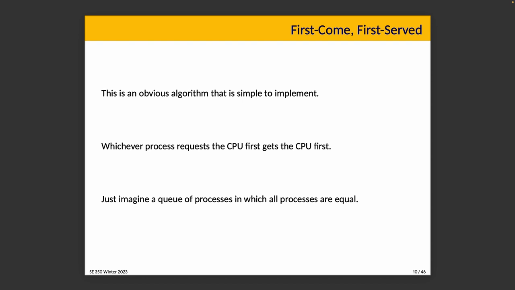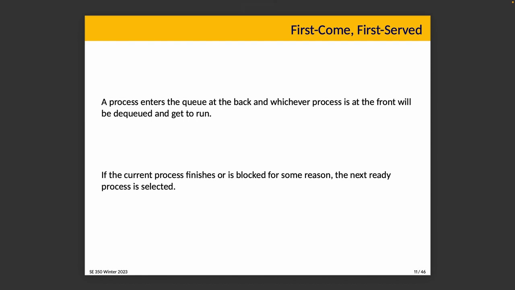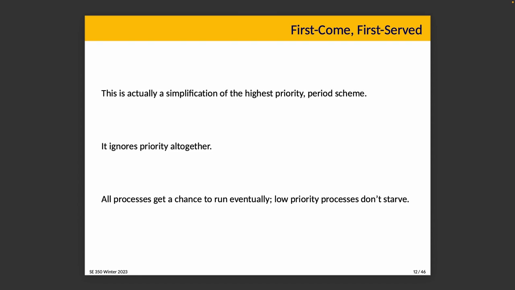And imagine a queue of processes in which all processes are equal. You get in the queue at the back, you advance through the queue one process at a time, and when the process is selected, we always take the one from the front, and we actually just go. If the current process finishes or gets blocked for some reason, the next ready process is selected. Okay. It's not insane. I mean, it's actually a simplification, if you will, of a scheme like the highest priority period, because it ignores priority altogether, and all processes get a chance to run eventually. Low priority processes don't starve. With an asterisk. Has anybody thought of it?